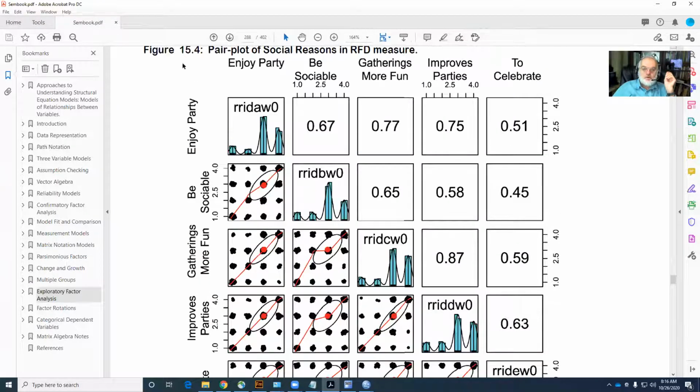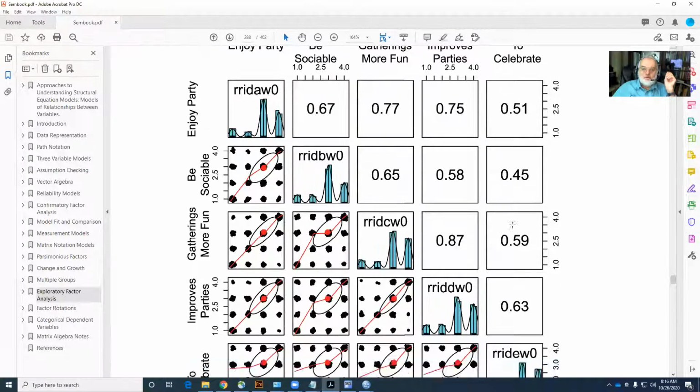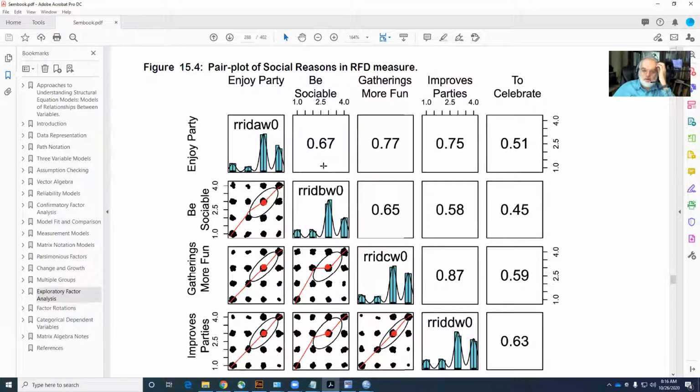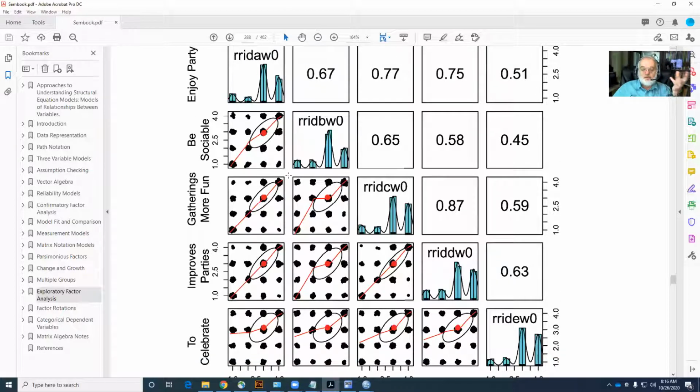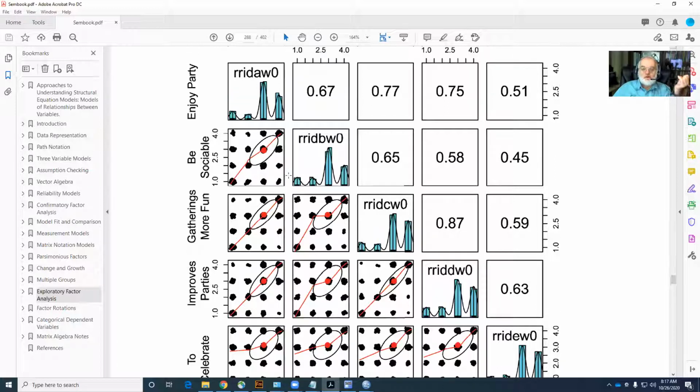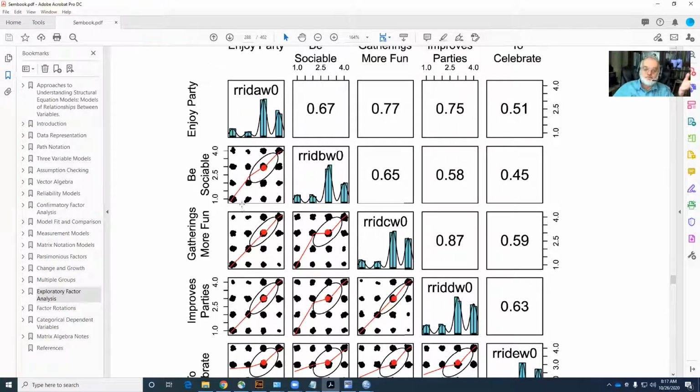So here are some items for the social gathering items that give us some indication as to whether the correlation is linear and as to whether maybe there are some influential observations. Now, this is a very large sample. I used the jitter option, and the items are 4-point Likert scale series. You can see the numbers go from 1 to 4. So you can see where the data are.